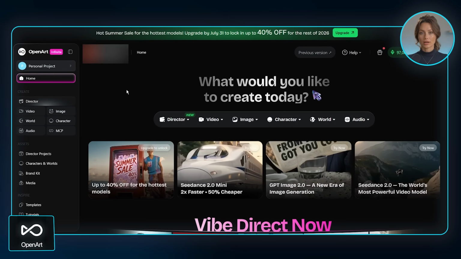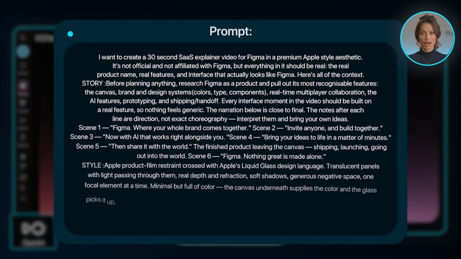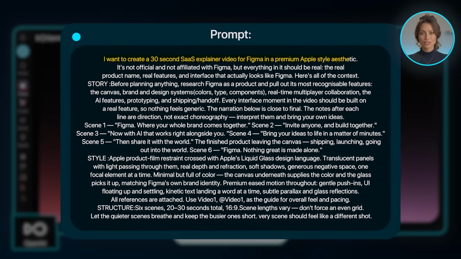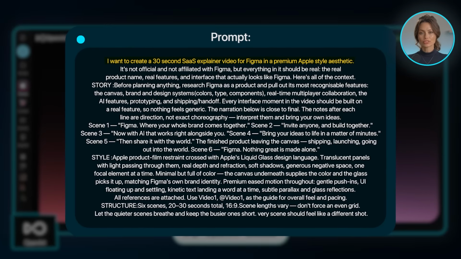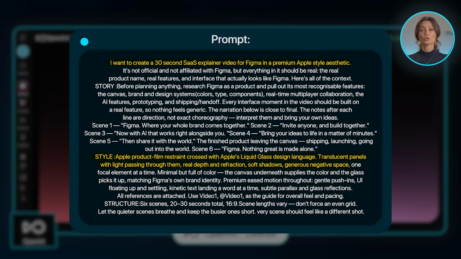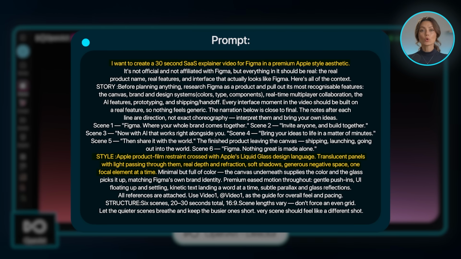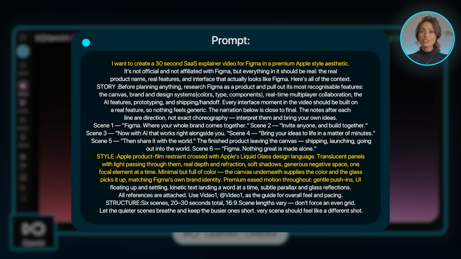So we'll head over to OpenArt, open up the director, drop in the references that we saved earlier, and paste in our prompt. We want a 30-second SaaS explainer for Figma in a premium Apple-style aesthetic with translucent glass panels, a ton of negative space, and only one element on screen at a time. And since our explainer is about Figma, we want its brand color to pop out and get mixed with the liquid glass theme so that every scene feels minimal and slightly colorful at the same time.